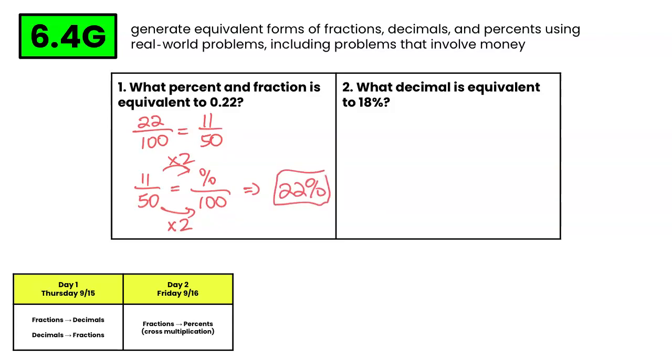After you have students do this, ask them if they see a pattern or something that would help them to know the answer without having to do all the work. And so hopefully they'll start to see the connection between 0.22 and 22%. On number 2, have them guess what they think the answer might be, converting 18% to a decimal.